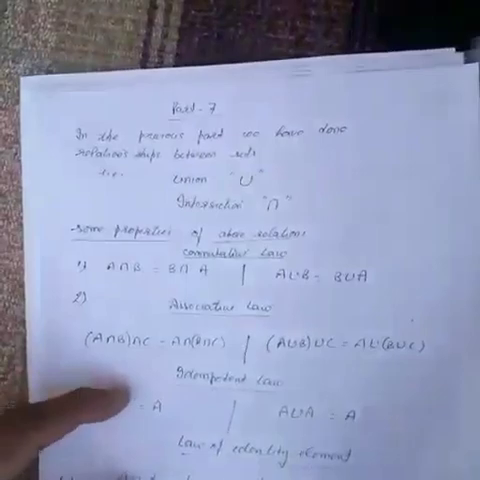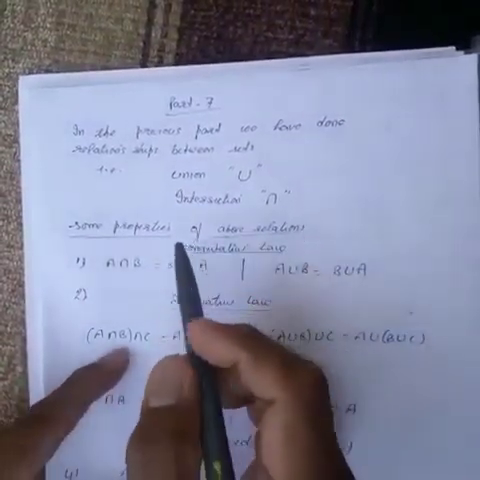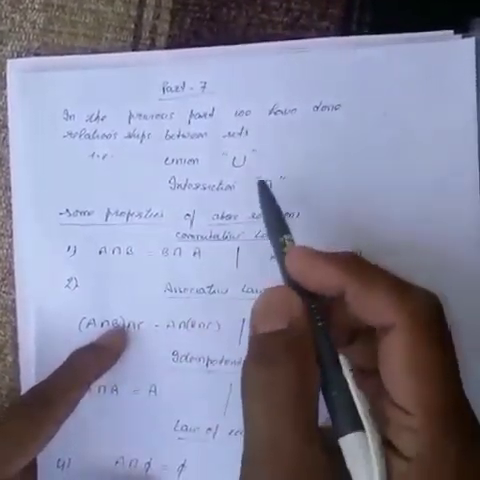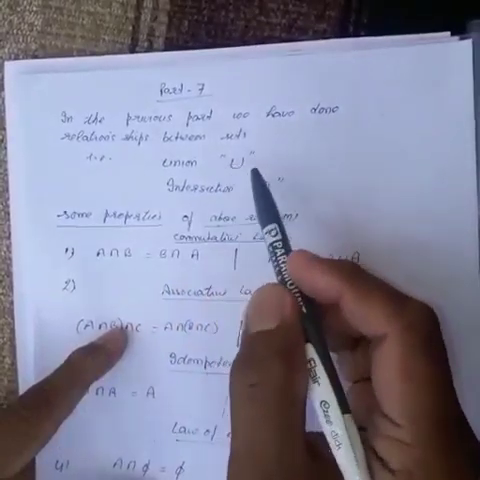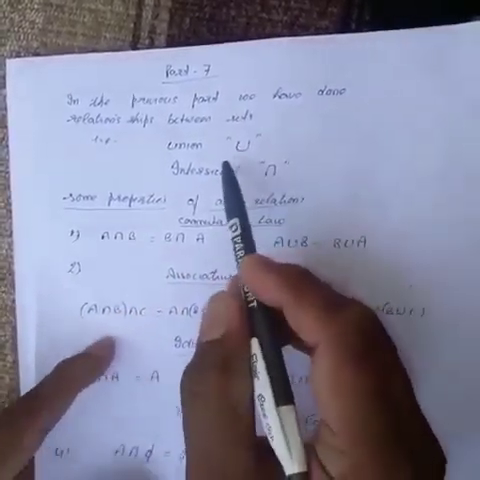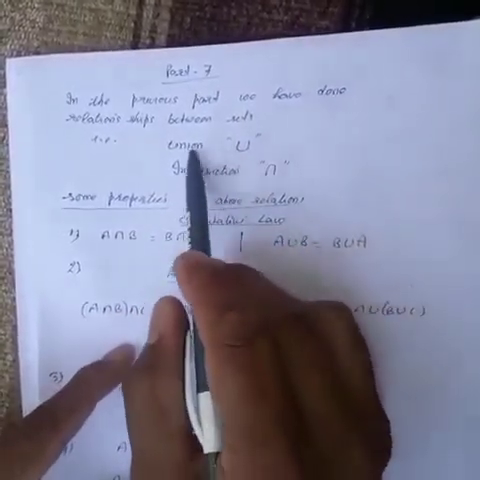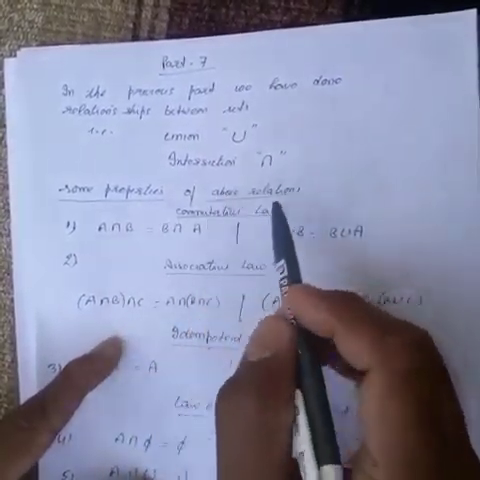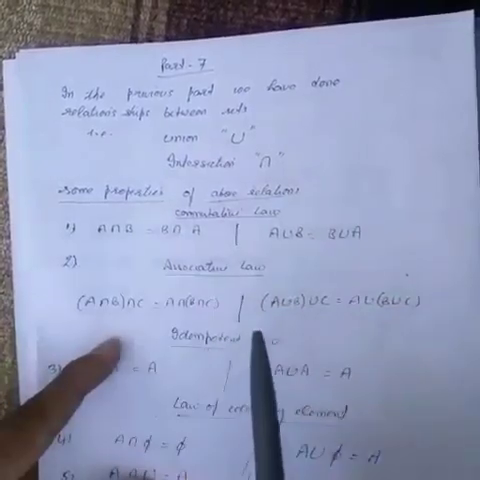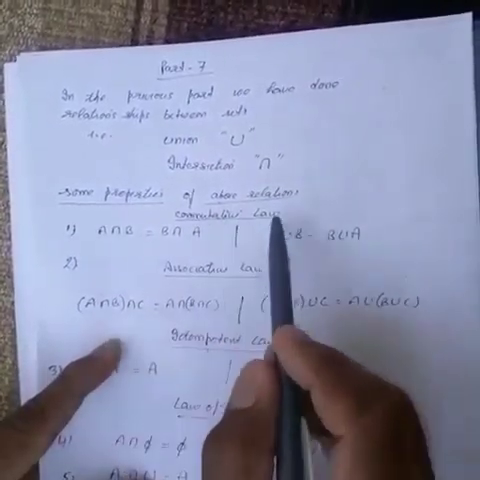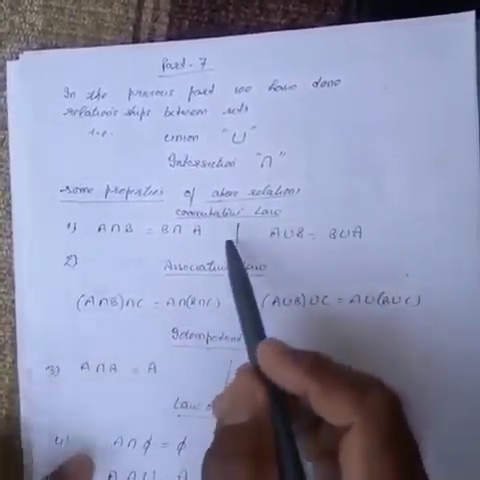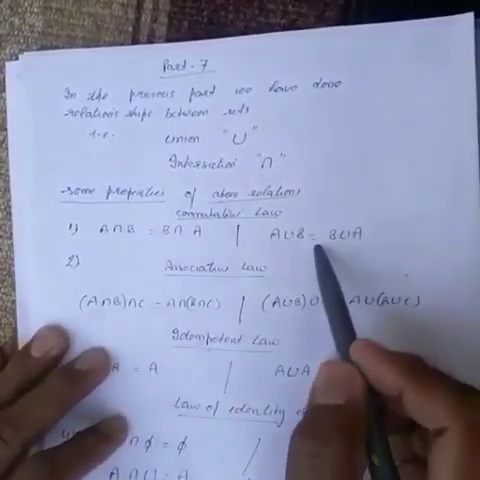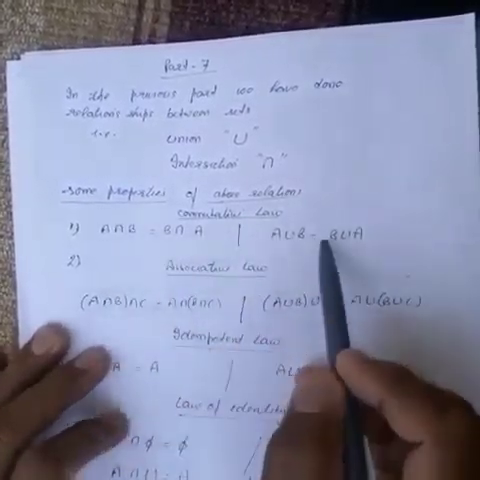Now today we will discuss the properties for the operations we have done in the previous part. Now we have done two operations, union and intersection. So what are the properties of the above operations? Now the first is the commutative law, for intersection and union. Both properties are written side by side.